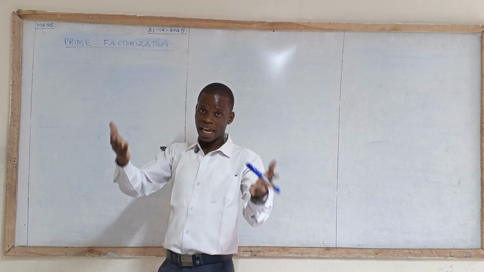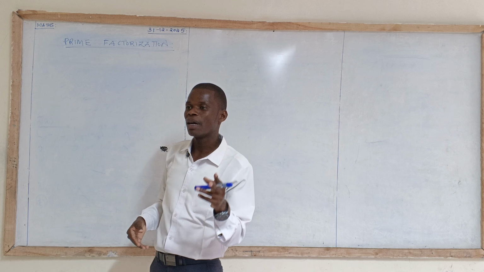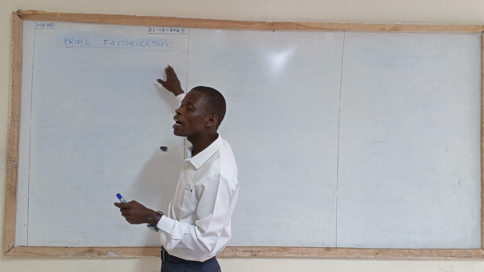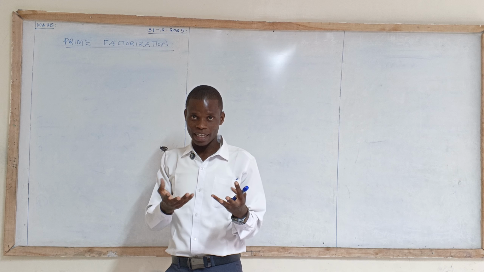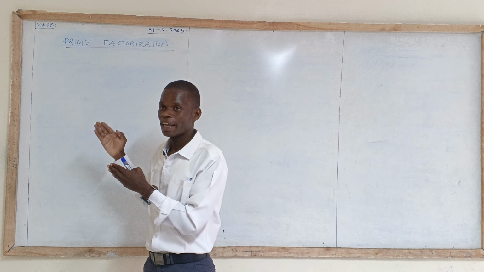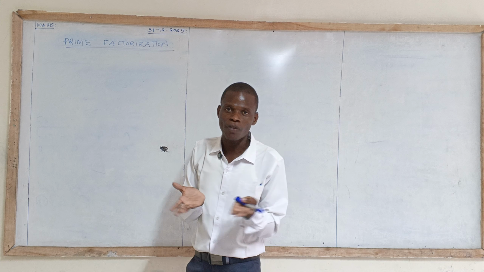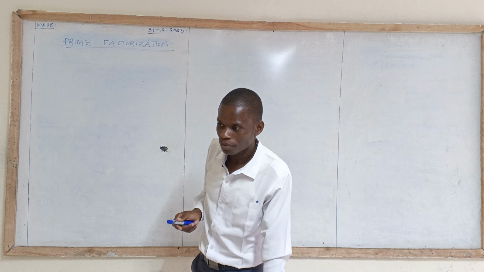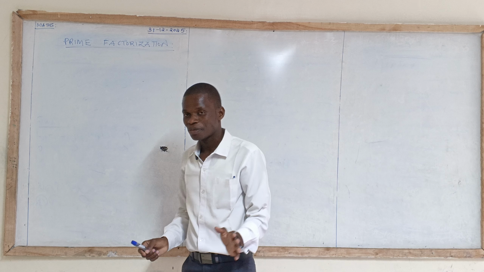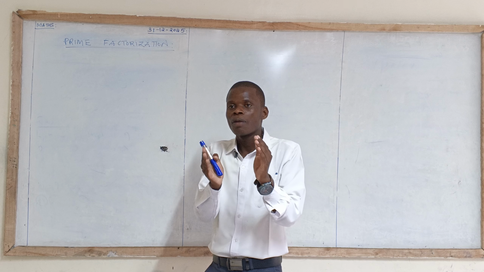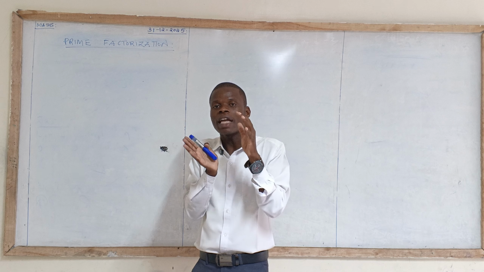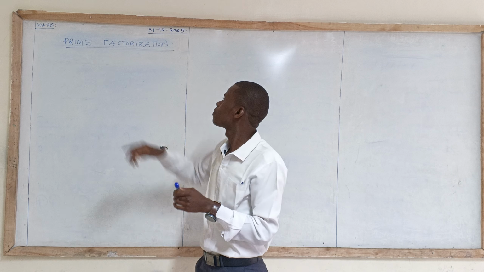We know prime comes from prime numbers, numbers that have only two factors, one and the number itself. Then factorization comes from factors. What are factors? Factors are numbers that can divide other numbers. So what is prime factorization? What will you say? Prime factorization is the process of writing any number as a product of its prime factors.